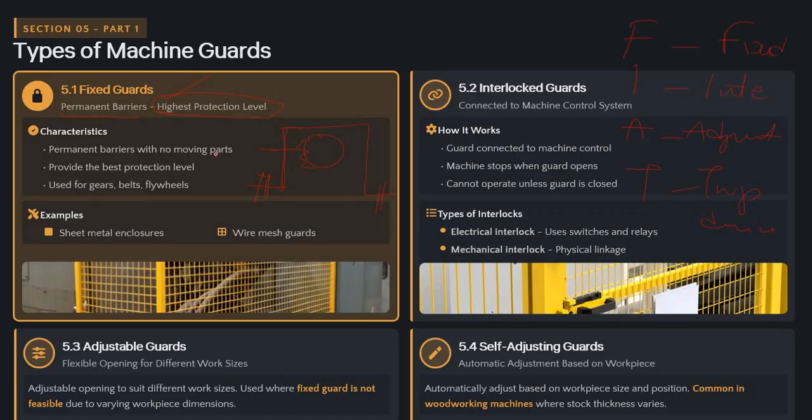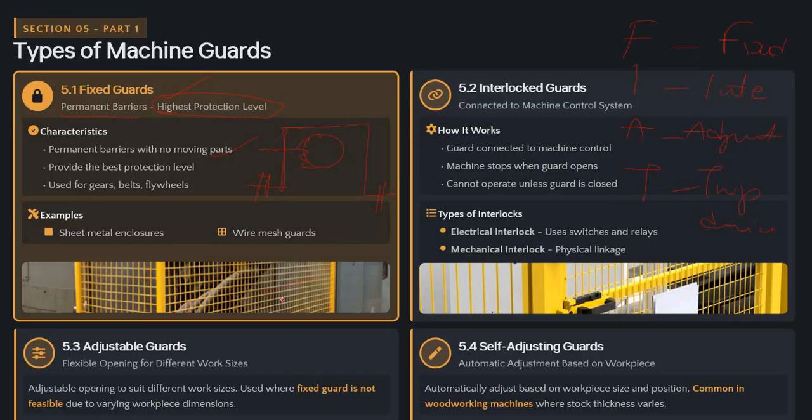It is a permanent barrier with no moving parts and provides the best protection level. Suppose you are doing any kind of machine safeguarding assessment, then first of all we need to consider whether a fixed guard is possible. This has the highest protection level. Normally it comes with sheet metal enclosures or wire mesh guards.